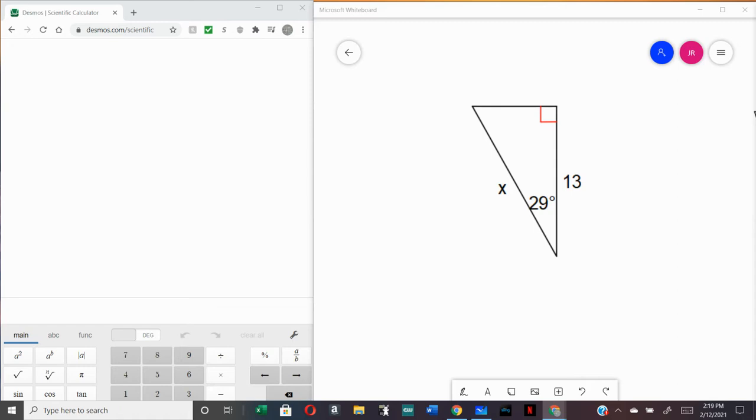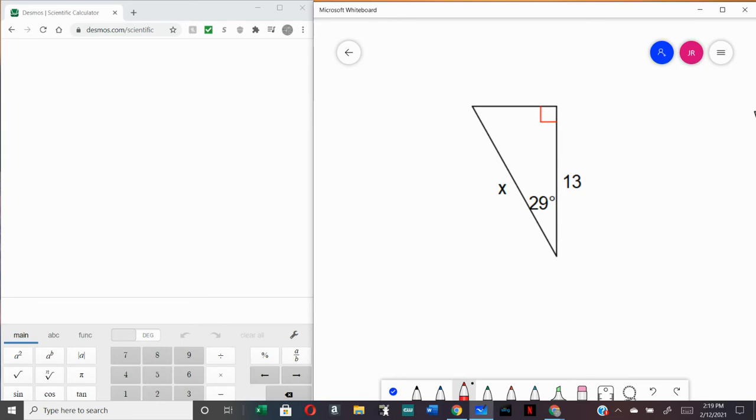This is the lesson on trigonometric ratios, and I'm going to show you how to use the Desmos scientific calculator, just in case you don't have one of the recommended calculators for this course. So I'm going to show you two examples, one where you have to find one of the sides and one where you have to find the angle, so you'll know exactly what you have to do. So let's take a look at this first example.